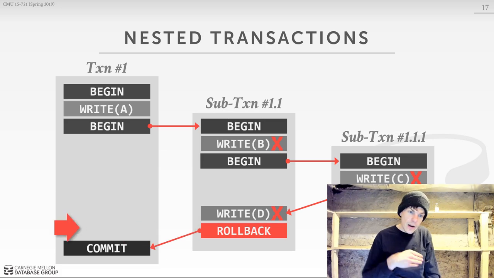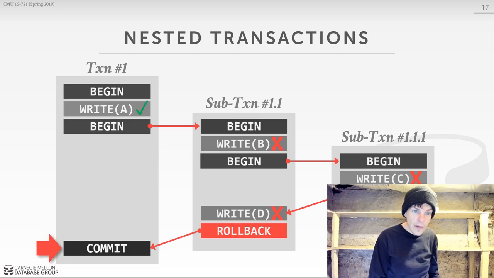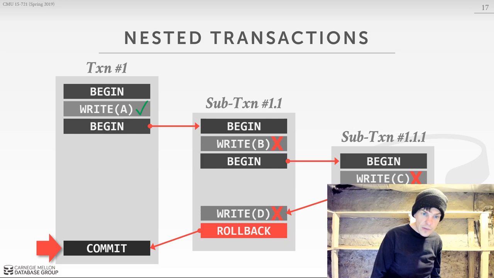So that rolls back everything that it did. Now our execution context comes back to our parent transaction, the topmost transaction. It does a commit, and that only applies the change to A, right? The modifications to B, C, and D don't get persisted, don't get actually stored, because they got rolled back in the nested transaction.